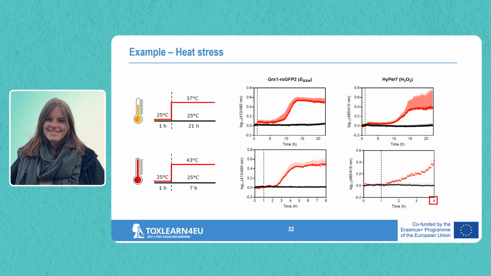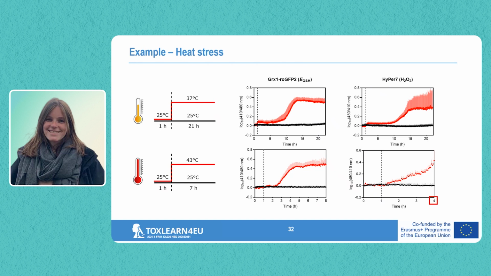So the plants respond much faster to this higher temperature. And then even with the Hyper 7 sensor, here the responses started looking very strange after 4 hours. So I only included the first 4 hours of the experiment, because as I told you, you also need to keep in mind these sensors, they're proteins, they can also be damaged by heat. So at some point, the sensor will just be damaged and it won't properly respond anymore.